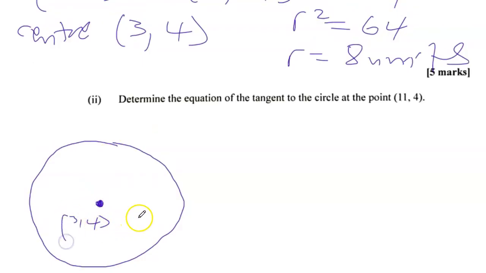We just found that. And we're told that there's another point, (11, 4). So if the center is (3, 4), think about it: (11, 4) will be horizontal to the right, since both of them have the same y coordinate. So we have a tangent somewhere about there, at the point (11, 4).